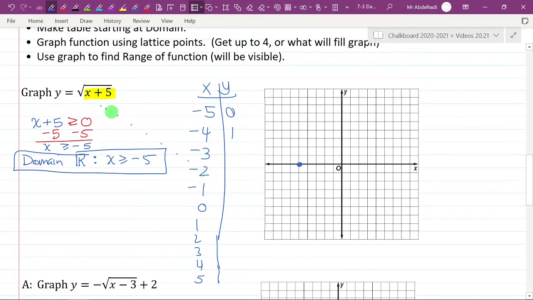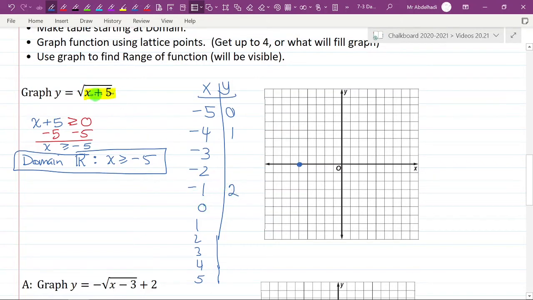How about -2? You put a -2 here, this becomes a 3. Square root of 3 is a decimal. We don't want to do that. How about -1? -1 plus 5 is 4. Square root of 4 is 2. That one's good. And you can see how many points do we have? We have 1, 2, 3 points so far. If we can get one more, then we're good. Okay, one more.